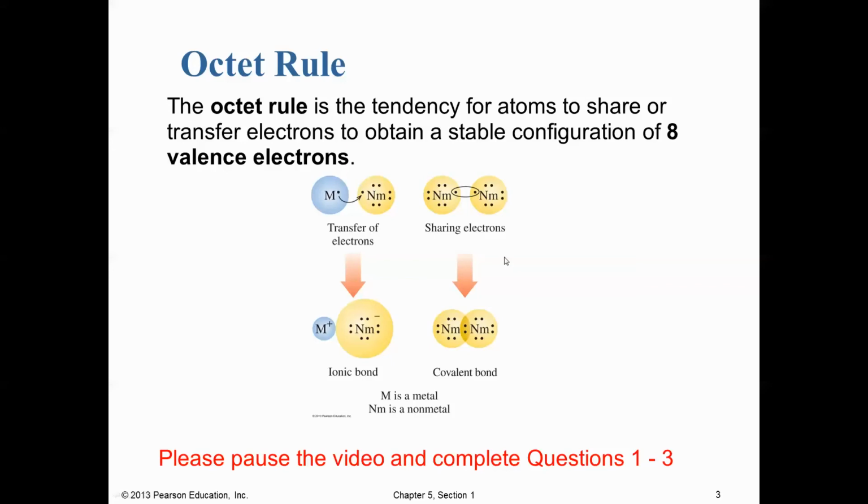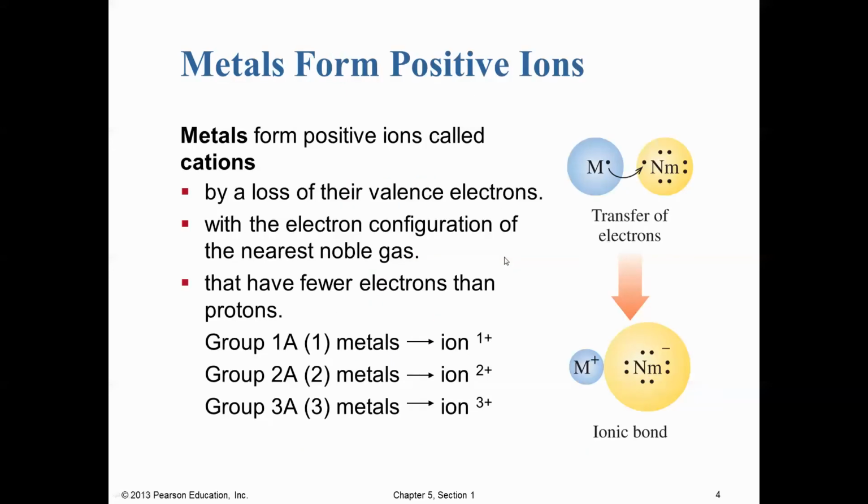Alright, welcome back. Let's talk more about ions. So metals tend to form positive ions. We call these positive ions cations. And they do this because usually the easiest way to mimic the nearest noble gas is for them to lose electrons. So for example, group 1A elements, if they lose 1 electron, they form a +1 ion. So all the group 1A metals like to form +1 ions. And that gives them the same electron arrangement as the nearest noble gas.